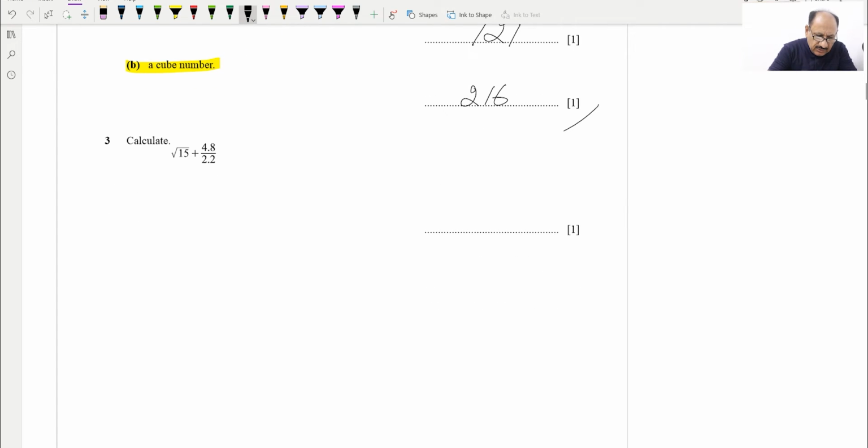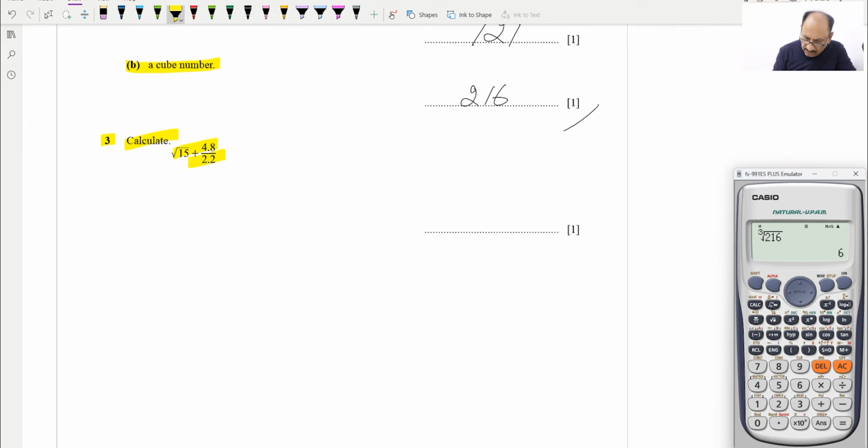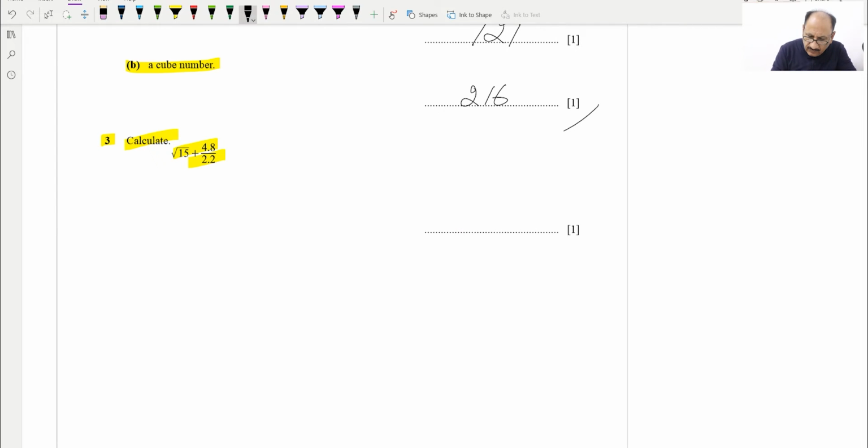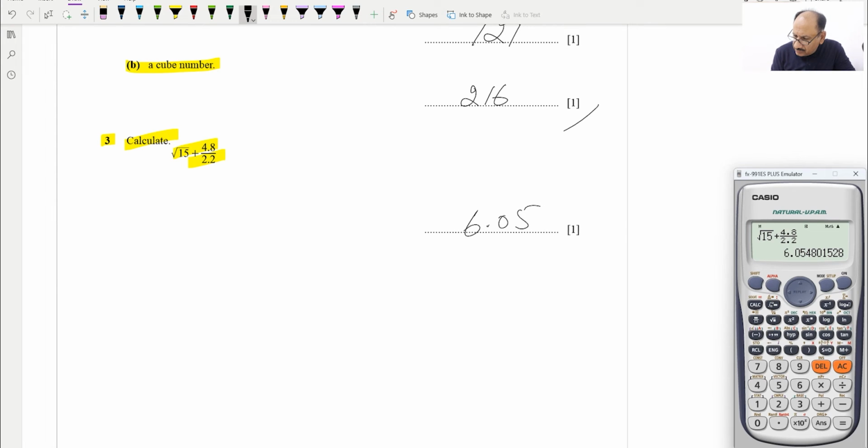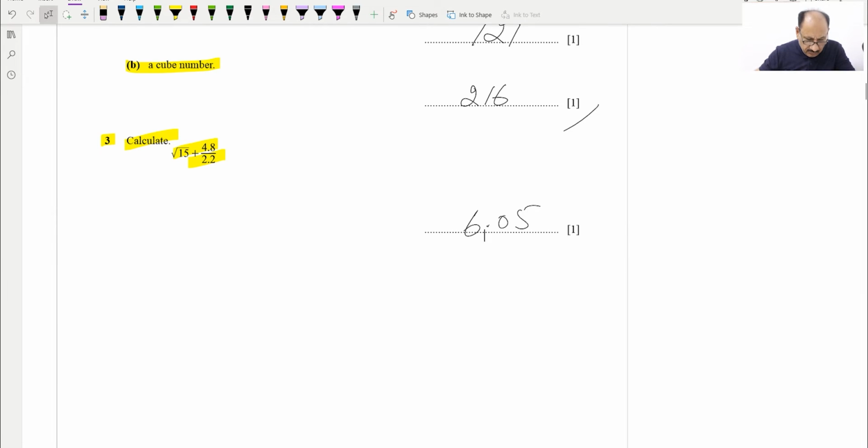And then question number 3, and question number 3 says calculate. This is a calculator question and they will be checking calculator usage. This will be just a 1 mark question. You just need to type the question and get the answer properly. You need to type 4.8 over 2.2, and this is giving us a decimal answer, 6.05. So 6.05 we can provide as our answer. The next digit is 4, so we are not taking that one. That is done. Now we can move to the next question.